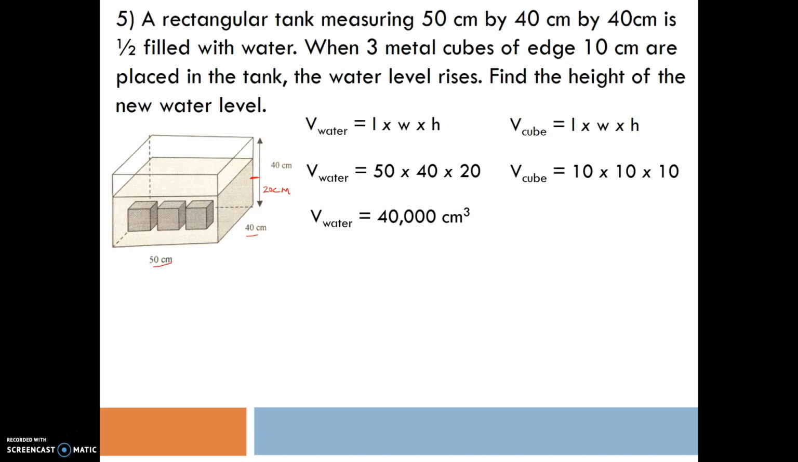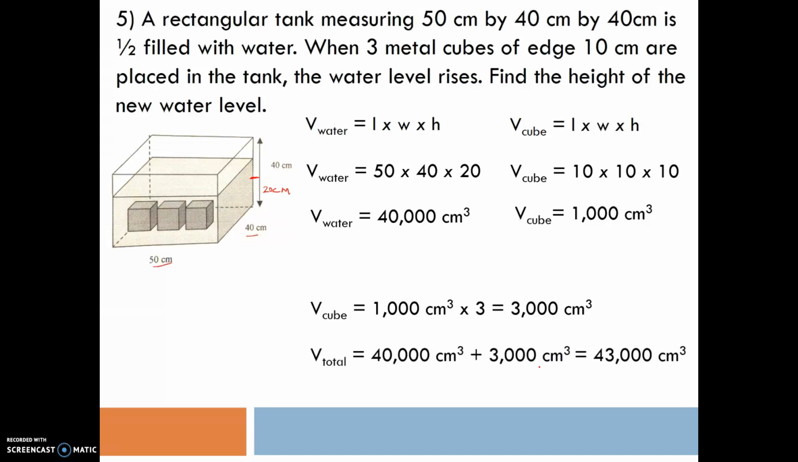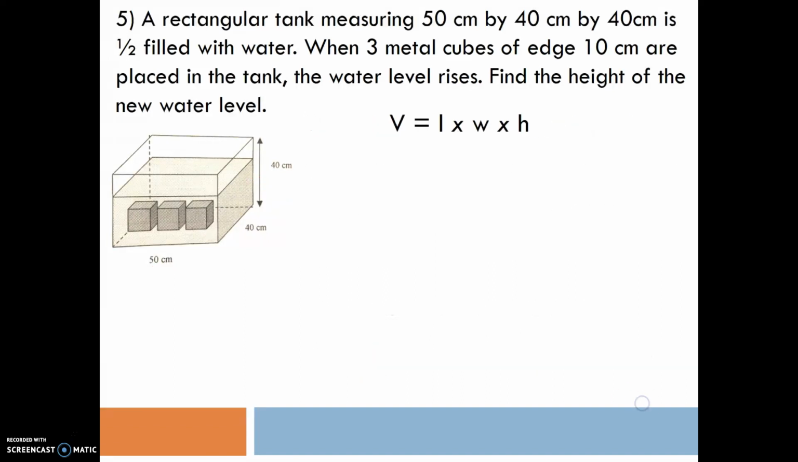Okay, now we already talked through the volume of the small cubes, but let's go ahead and just write that down and figure out that multiplication. 10 times 10 times 10, each cube is 1,000 centimeters cubed. I have 3 of them, so that means that I have 3,000 centimeters cubed in the little metal guys that are in there. Okay, so now that I know the total volume of stuff in the tank, I can find the new height. So I'm going to add those together, 40,000 plus 3,000, and I get 43,000 centimeters cubed. That's the total volume of stuff in the tank right now.